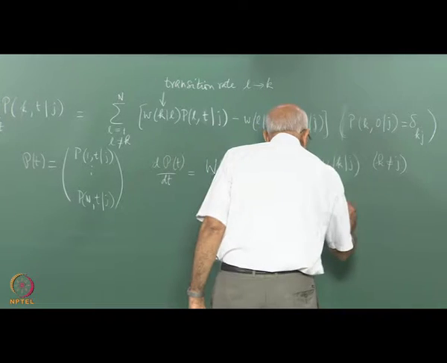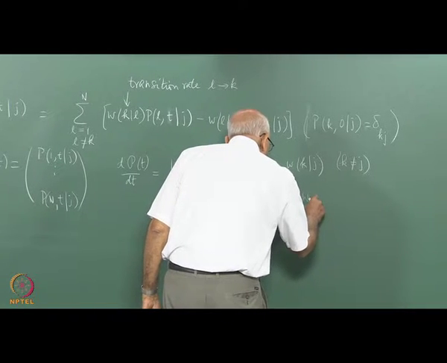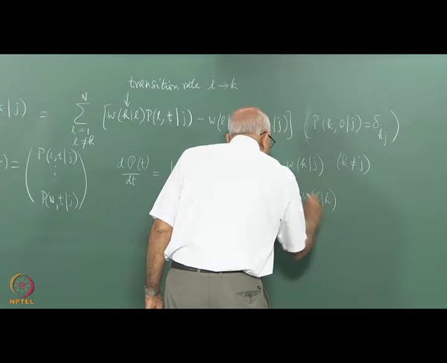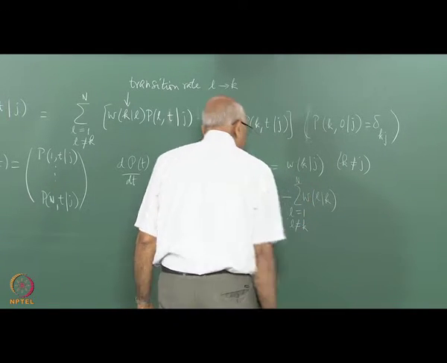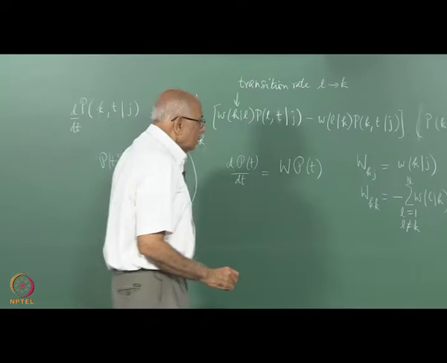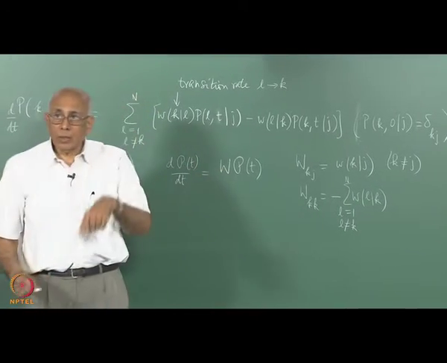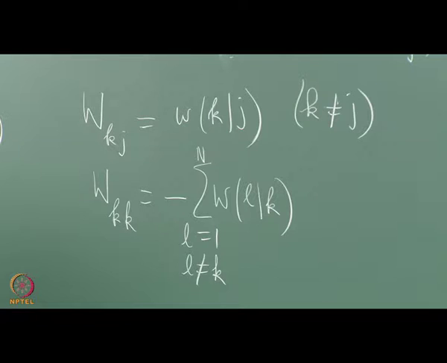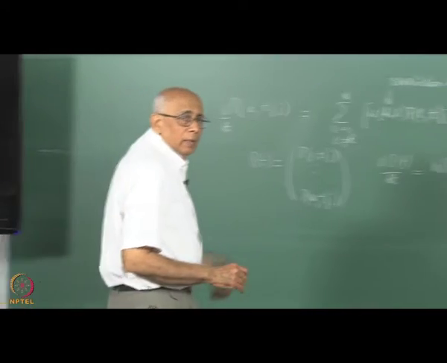So, this is equal to, for a given k, if k is 1 for example, it is W 2 1, 3 1, etc. So, it is W L k summed over L equal to 1 to n, L not equal to k. So, we have this picture of a matrix where each column adds up to 0. So, the determinant of W is 0. Now, W has real elements, all the off diagonal elements are either 0 or positive, and the diagonal elements are all negative.